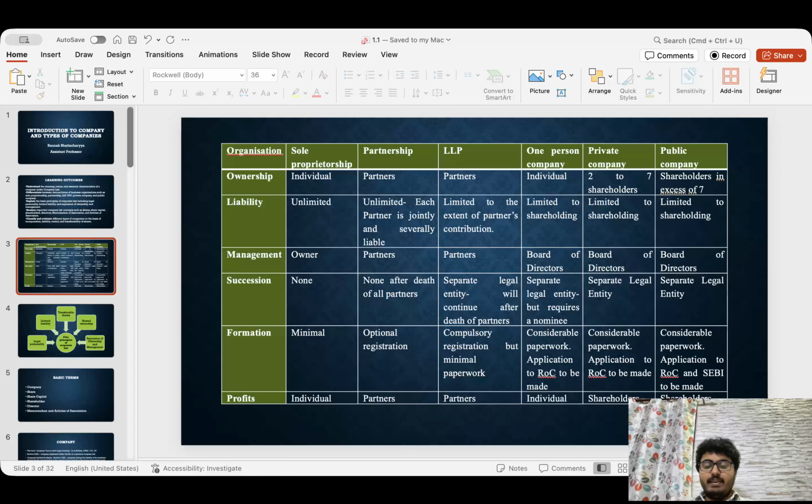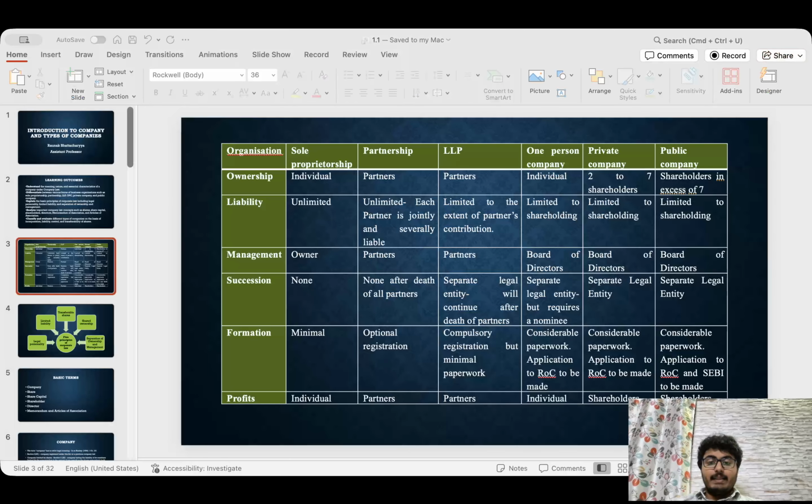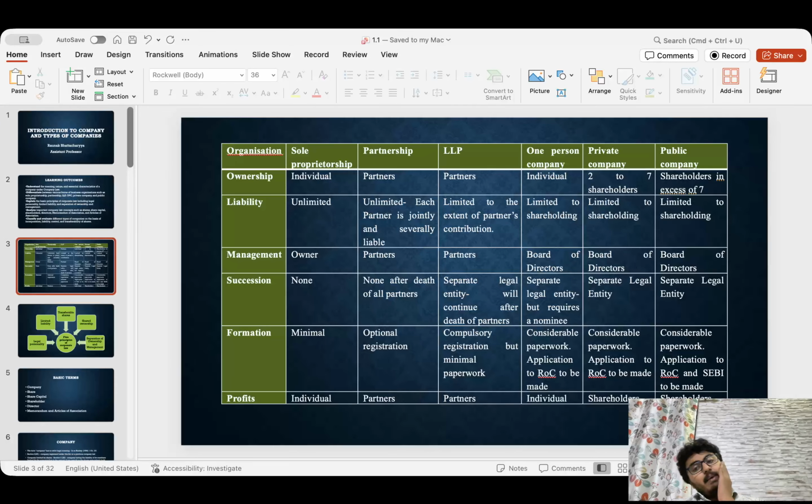Public and private companies are separate legal entities managed by the board of directors, where the ownership is divided among the shareholders, and the major feature is limited liability, and the most important thing, that is perpetual succession. So the private and public companies basically differ in the number of shareholders and the power of ownership.